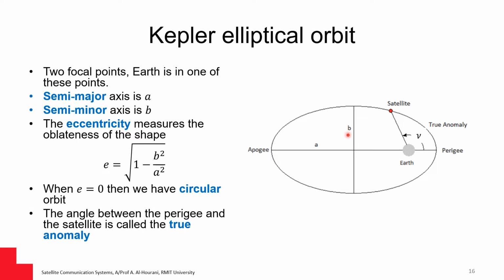Now what happens here if A equals B? We will end up with a circle, and the two focus points of the ellipse collapse to the center. So there is a parameter called the eccentricity, which describes how elliptical an ellipse is. What does that mean? If you substitute A equal to B in this relation, what you will get is eccentricity of 0. Eccentricity of 0 refers to a circular orbit. You will get a perfect circle. The last concept in this slide is the true anomaly. The true anomaly is the angular distance between the satellite position and the perigee line.